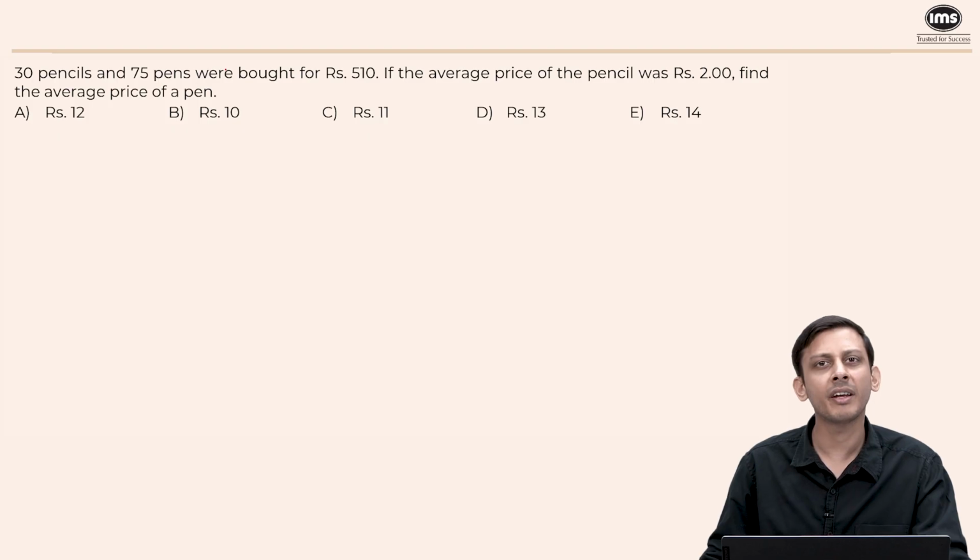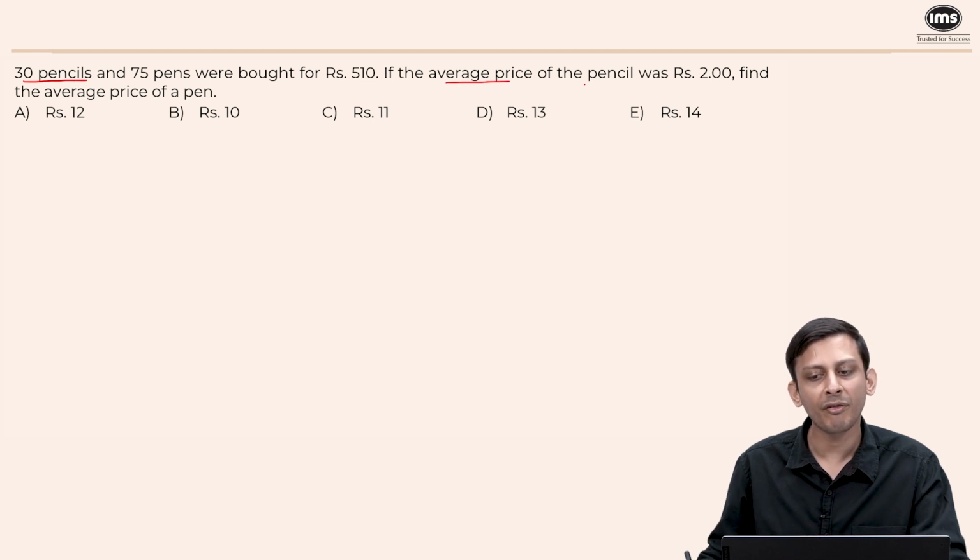Anyway, we will solve the given question and we will see what should have been the correct answer. So we have 30 pencils and the average price of a pencil was rupees 2. So the total cost of 30 pencils would have been 30 into 2. So this is for pencils.